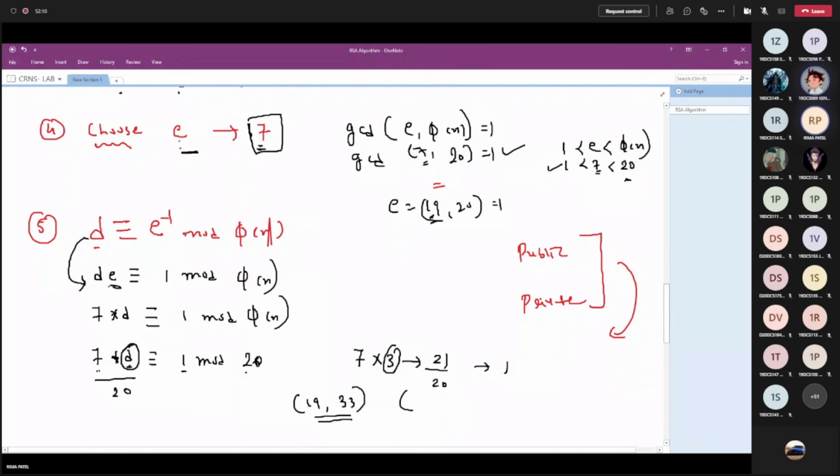In this case I have selected 7. You can have 11 also, yes or no? Yes, ma'am. 11 and 20, GCD is 1, which is less than 20. Yes, I can choose E equal to 11 also. So in that case, your public key will be 11 and 33. If you are using 19, 17, that is also going to work. But then your public-private key pair will be changed.